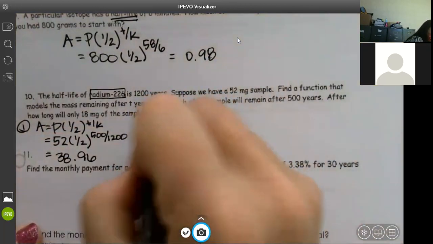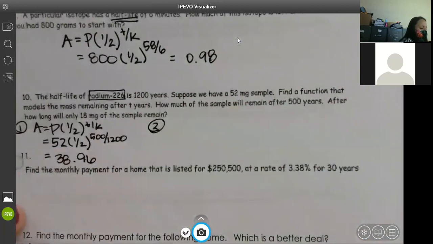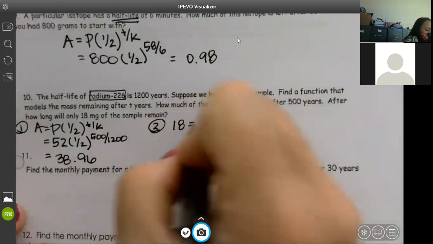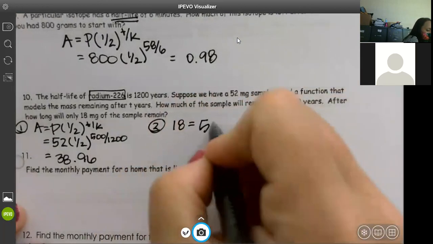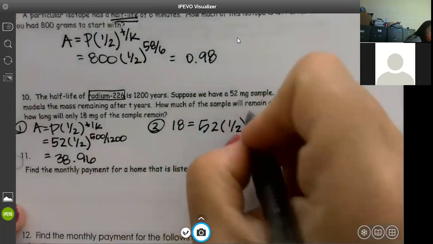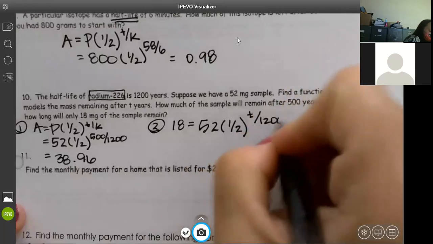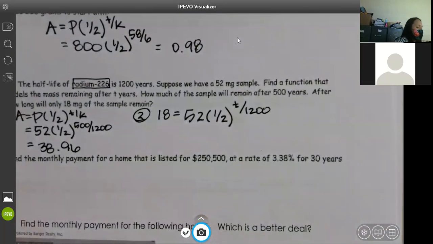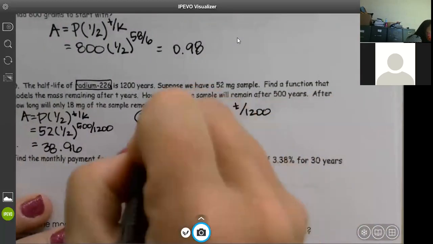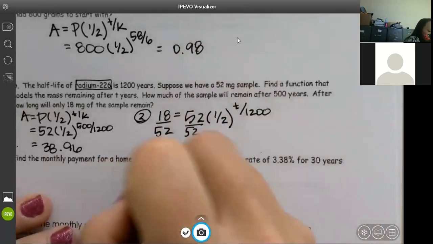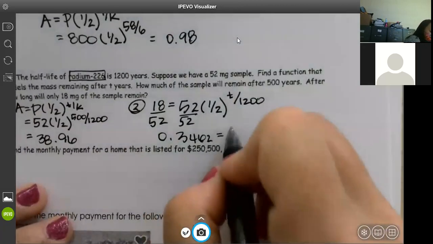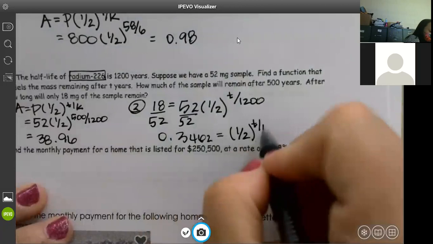The second one says, after how long will only 18 remain? So how much do we want in the end? 18. We started with 52 times 1/2. And then our T is what we don't know. We don't know how long it will take. And our half-life is 1,200. So I'm going to quickly go through this. We need to divide by 52 because I got to get that power down. And you get 0.3462 equals 1/2 to the T over 1,200.